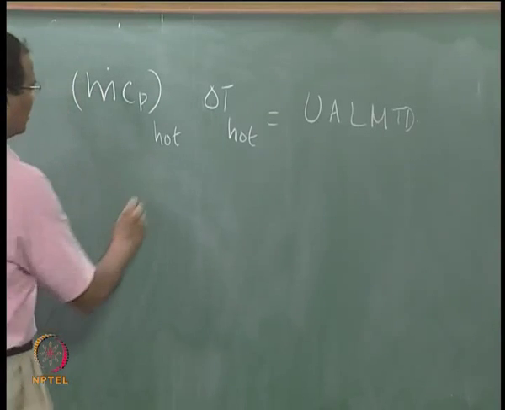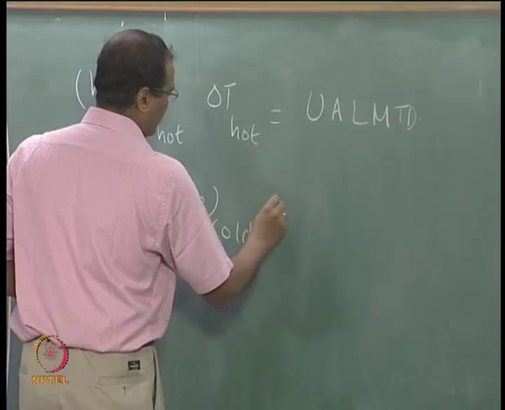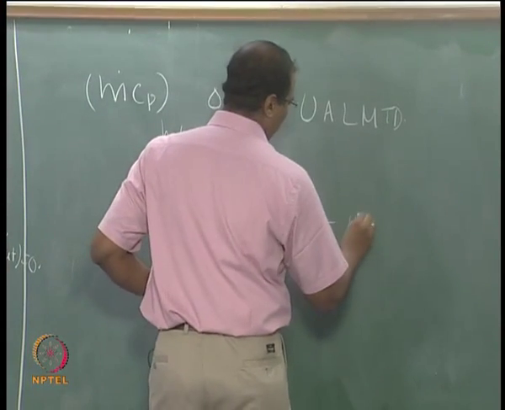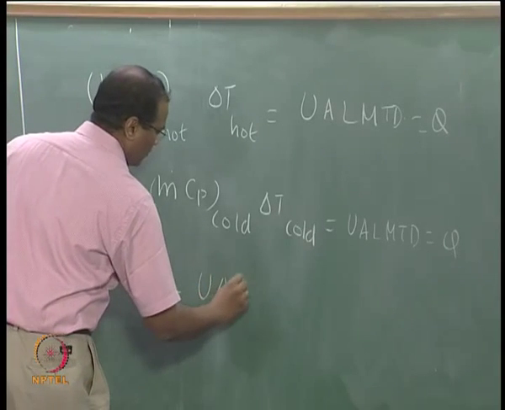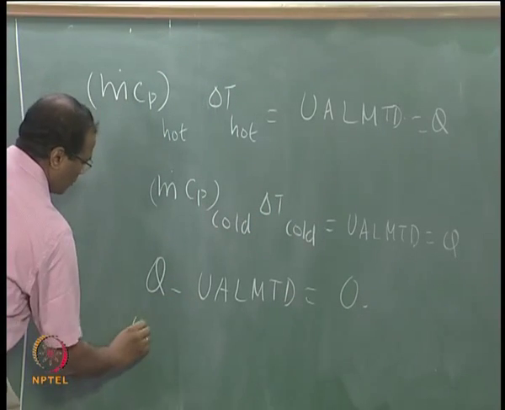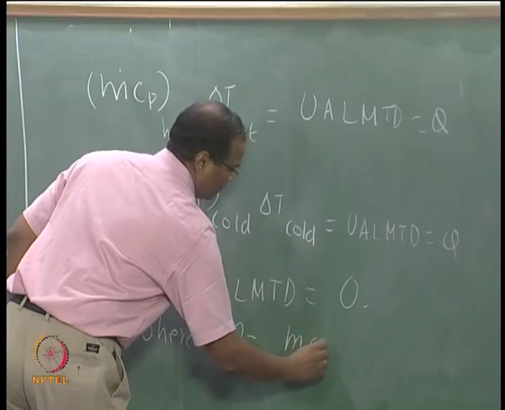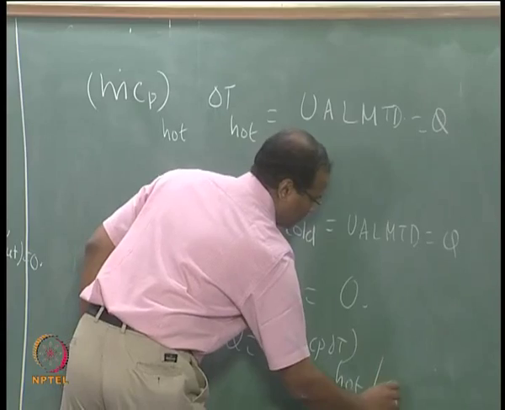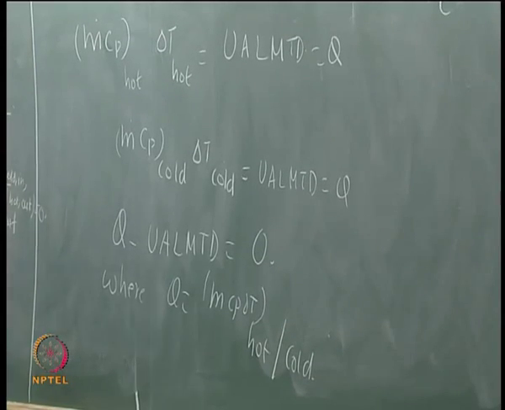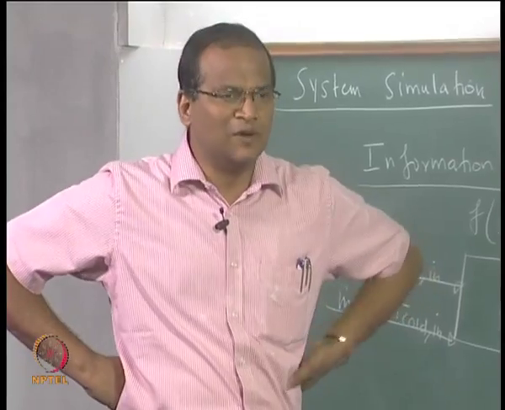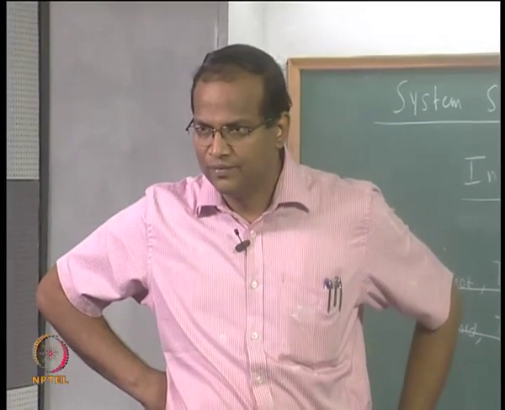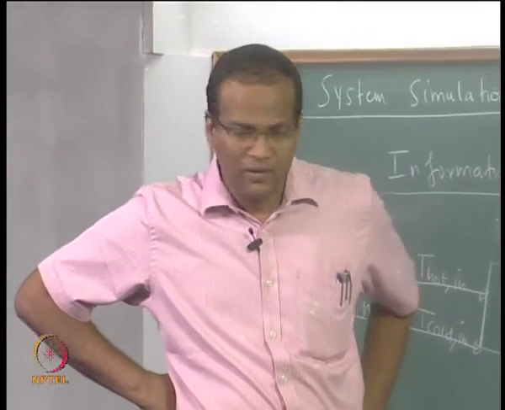This is one equation. Then from energy balance, so you can write the equation as F equal to Q minus UA LMTD, F equal to 0. If you actually do the system simulation, the goal is to make F 0 numerically, or as close to 0 as possible. You will stop iterations when F reaches 10 to the minus 3, minus 4 or minus 5. Are you getting this point? Okay.